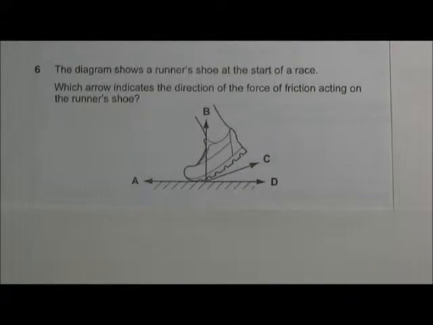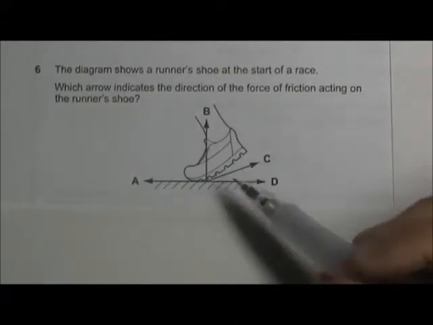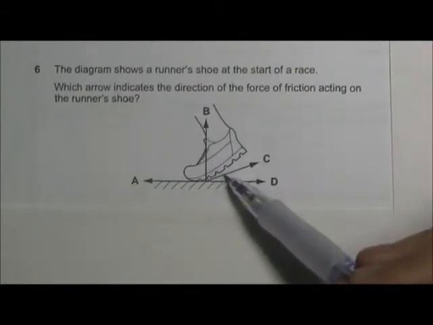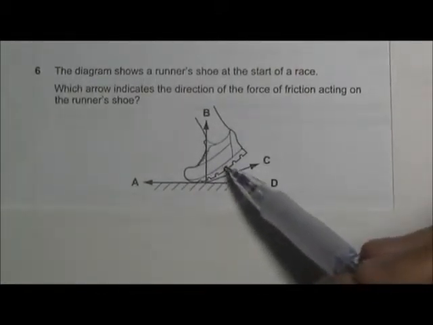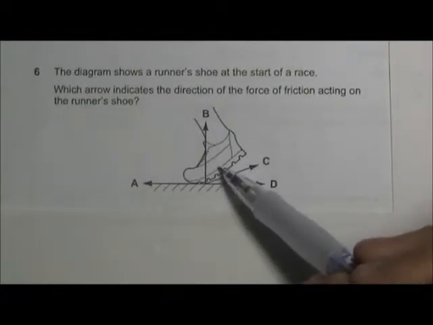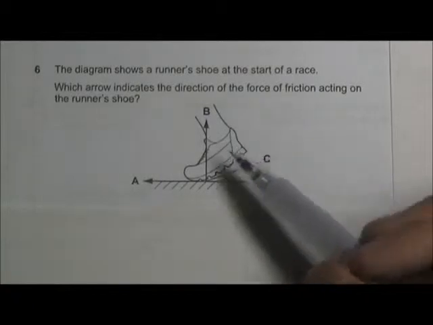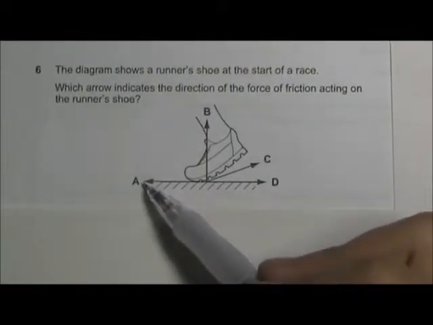Okay, the diagram shows the hind leg of a runner. So we can see that this foot is trying to push back on the track. So what stops the foot from sliding further back is the force of friction that is acting forward, which is A.